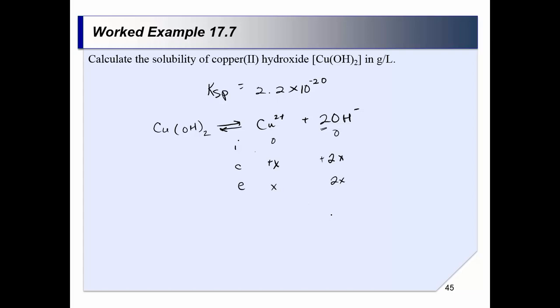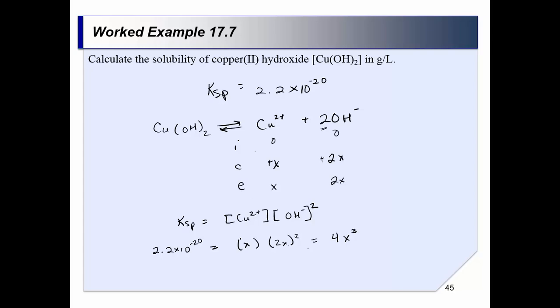Now, because of this stoichiometric 2 here, that makes my KSP equal to the concentration of my copper ion times the concentration of my hydroxide ion squared. Remember, that value there needs to be the exponent in my equilibrium expression. So now I can fill in my numbers. 2.2 times 10 to the negative 20 equals x times 2x squared. So I'm looking at actually 4x squared times x, 4x cubed equals this value, 2.2 times 10 to the negative 20.